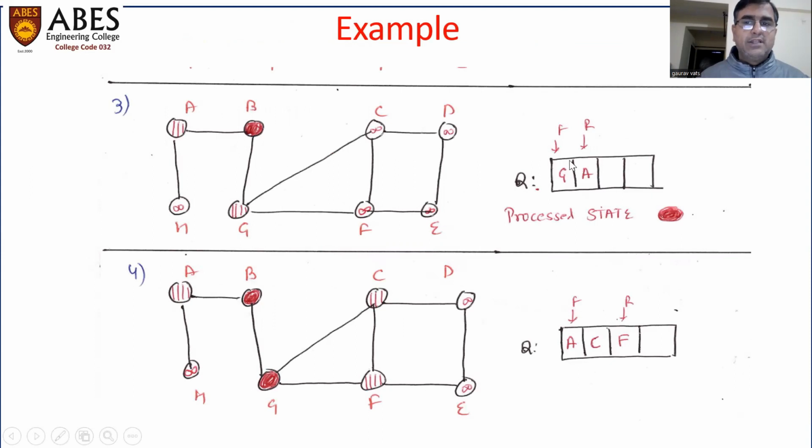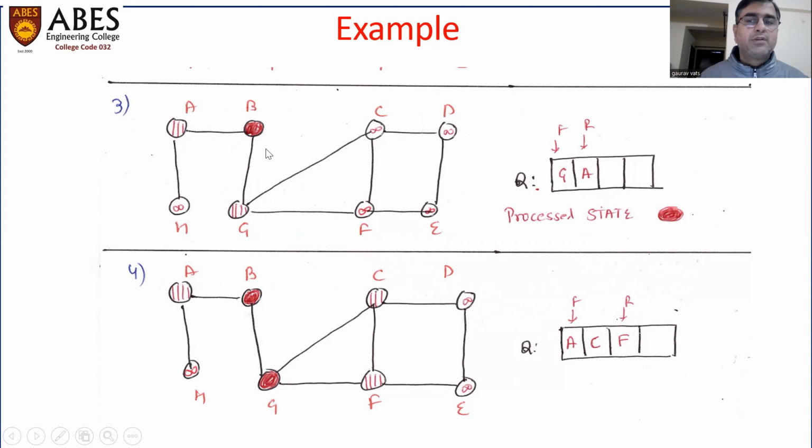After doing this, G is the front element. So I will remove this element and process it, and after removing and processing it, we will convert this element into the process state, as I am highlighting. After that, this was the fourth step. As I have told you earlier, the fifth step was that all the neighbors, like G has three neighbors, B, C, as well as F.